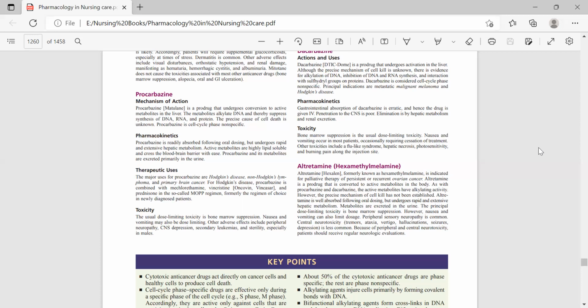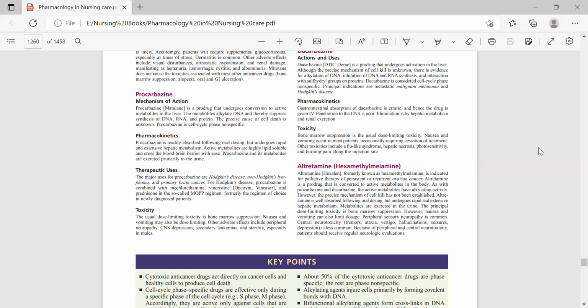For Hodgkin disease, procarbazine is combined with mechlorethamine, vincristine, and prednisone in the so-called MOPP regime. MOPP is the very important regime. M stands for mechlorethamine. O stands for Oncovin, the famous name of vincristine. P is procarbazine, which we have read here, and another P is prednisone. So for Hodgkin disease, the MOPP regime is very famous, and procarbazine is the member of this regime. Formerly, it was the regime of choice for newly diagnosed patients.